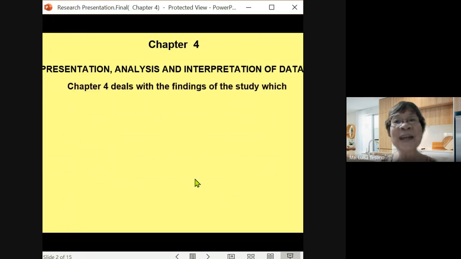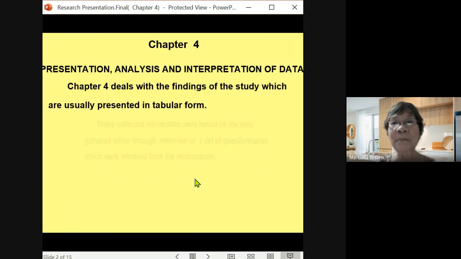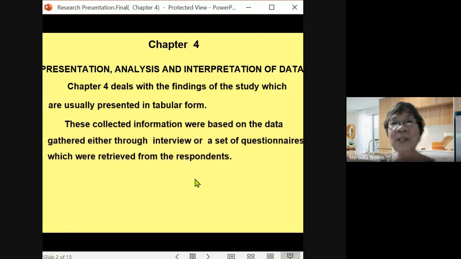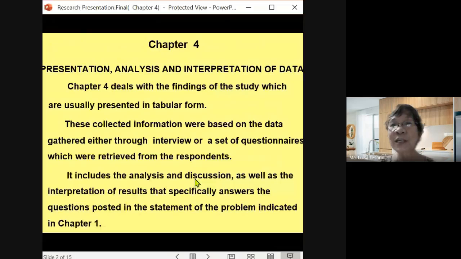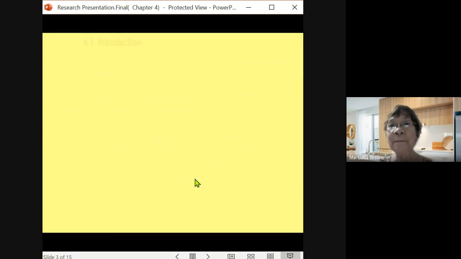Chapter 4 deals with the findings of your study, which are usually presented in tabular form. This collected information were based on the data you have gathered, either through interview or a set of questionnaires, which were retrieved from your respondents. It includes the analysis and discussion, as well as the interpretation of results that specifically answers the questions posted in the statement of the problem, which are indicated in Chapter 1.